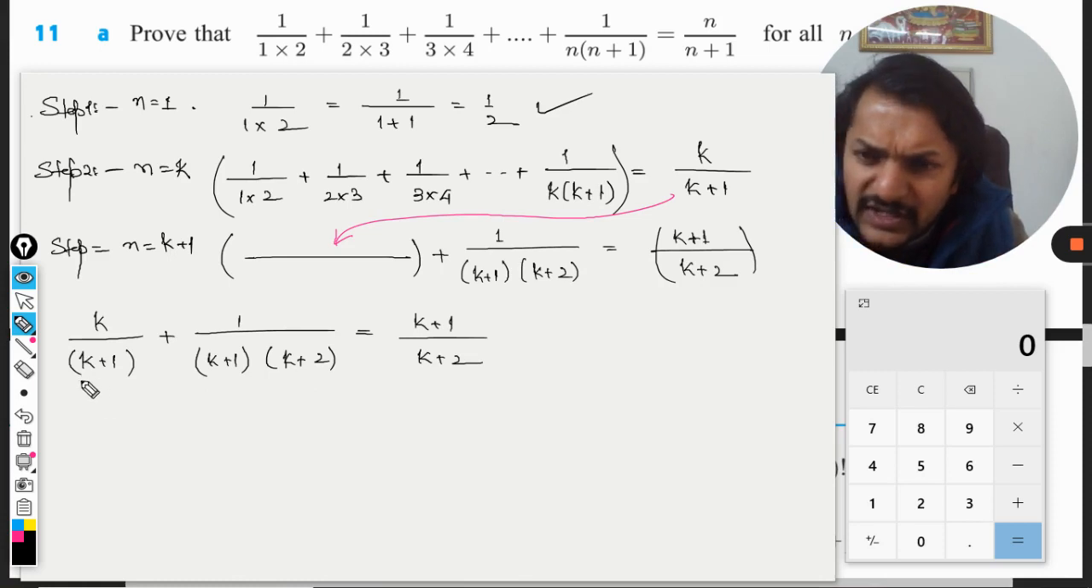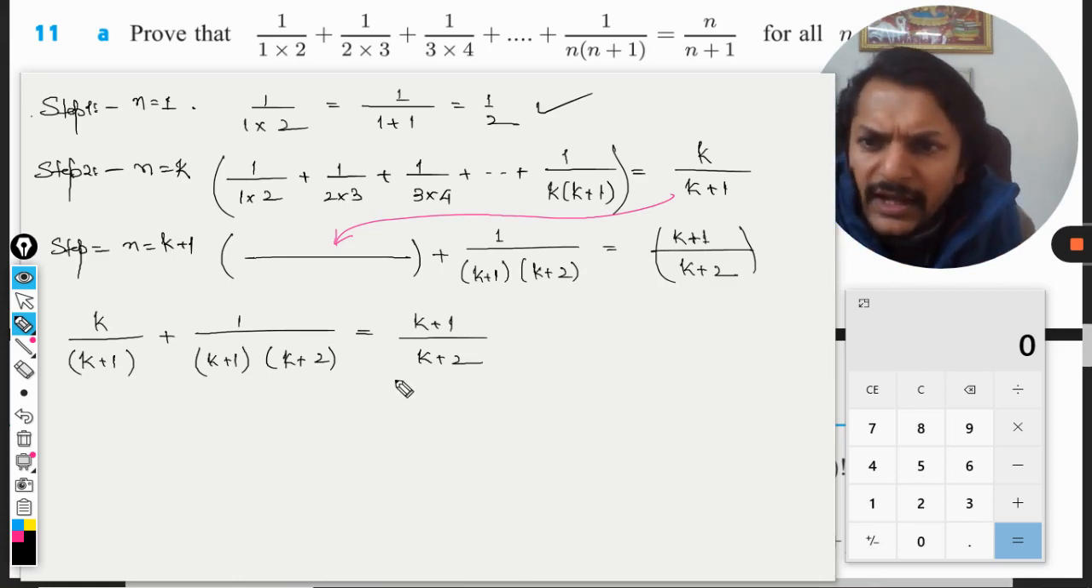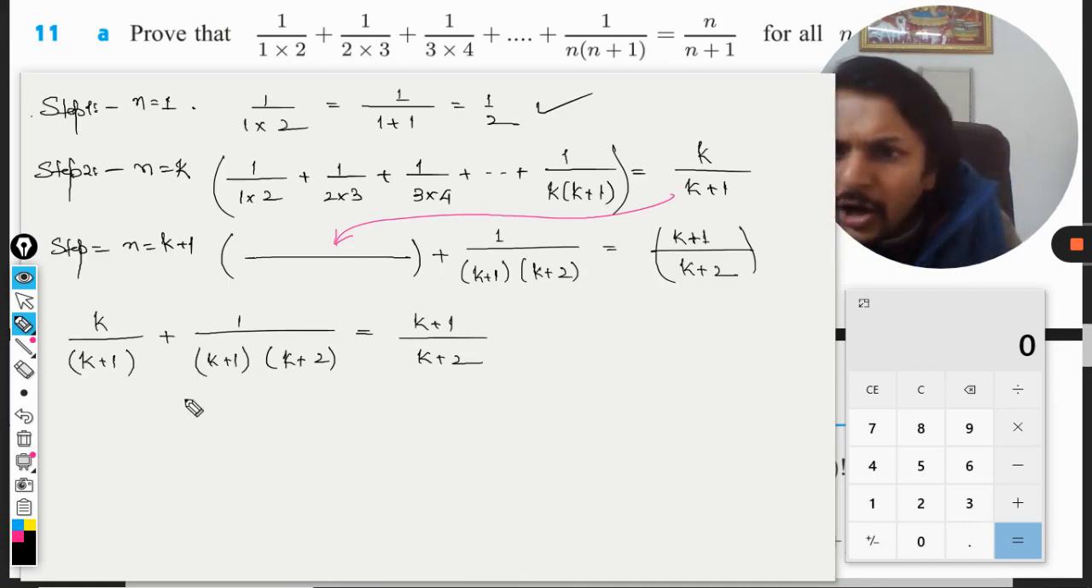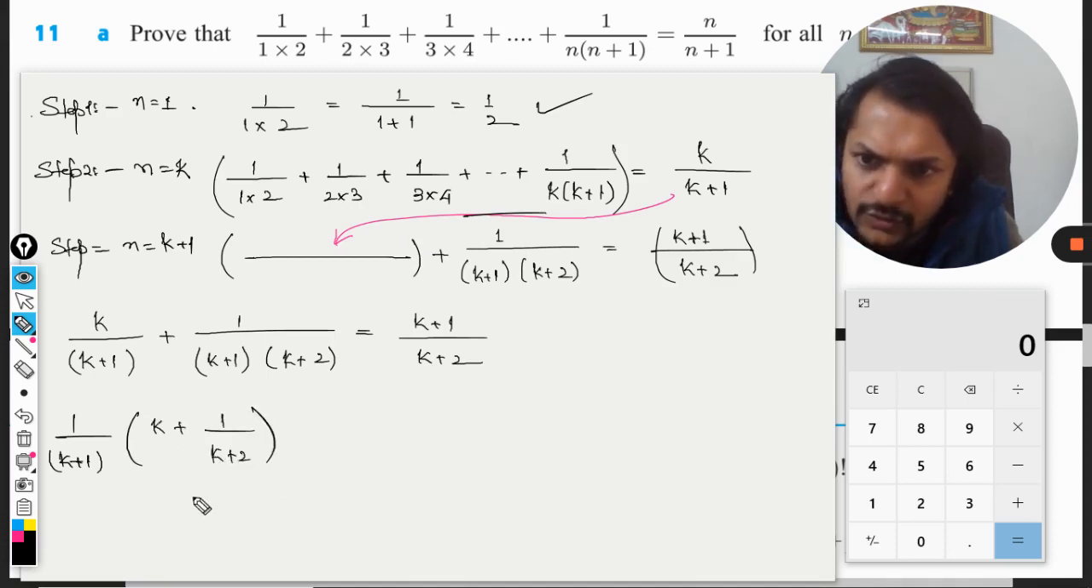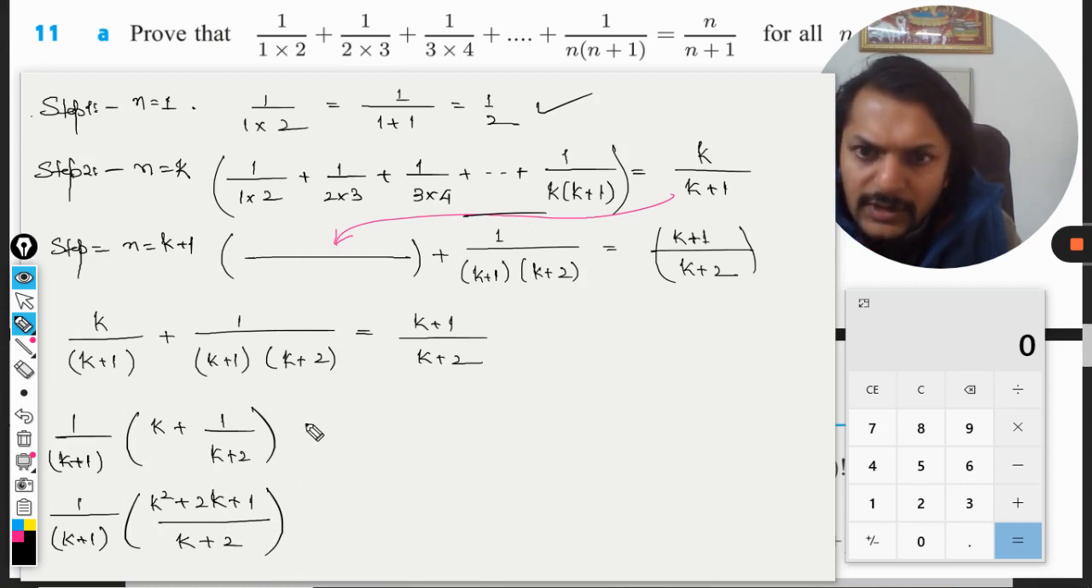So k plus 1 is here, and we can take k plus 1 common here, and we are left with k plus 1 divided by k plus 2. So we take the LCM here, and we keep the left hand side like this only.